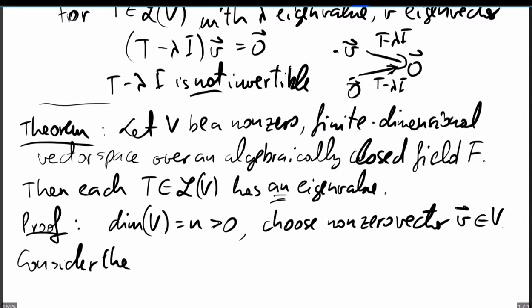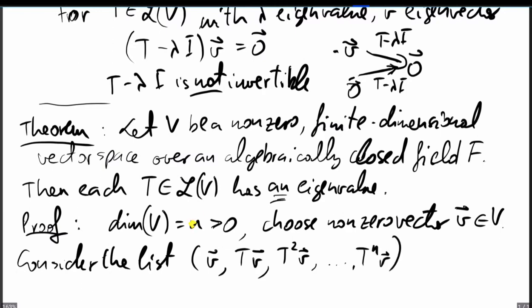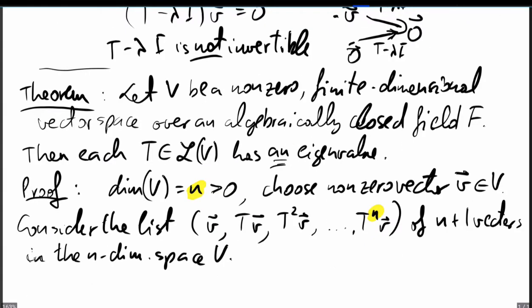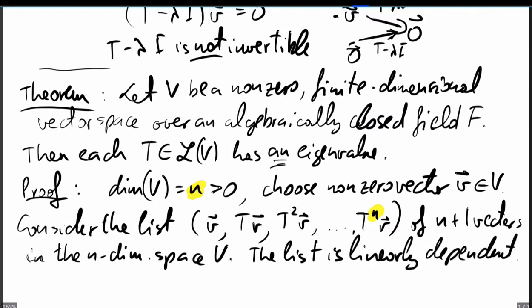So we consider the list consisting of vectors v, Tv, T squared v, up to T^n applied to v, where n is the dimension of the vector space. If you count how many vectors we have in this list, this is n plus 1 vectors. And this is in an n-dimensional space, because V was n-dimensional. So that means this cannot be linearly independent. The list must be linearly dependent. We have too many vectors for the list to be linearly independent.